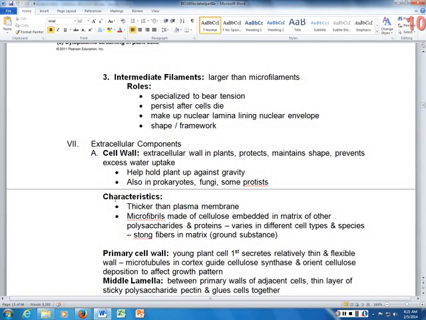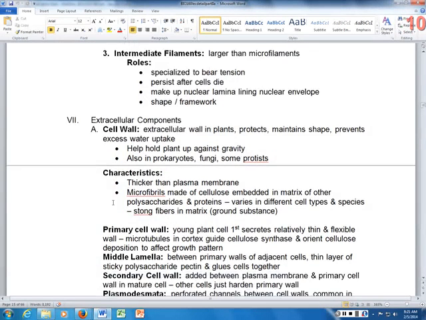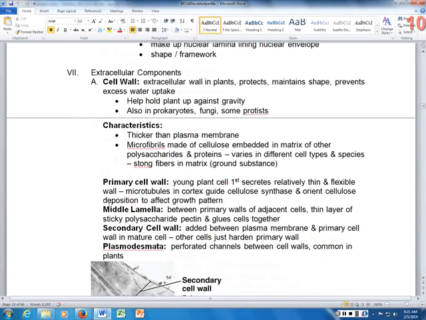So the extracellular components, you have things that are outside the cell. You've got the cell wall in plants. It helps to protect the cell more, it maintains shape, and it's going to prevent excess water uptake.